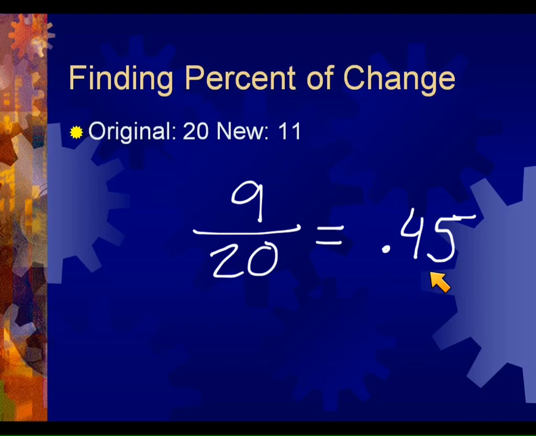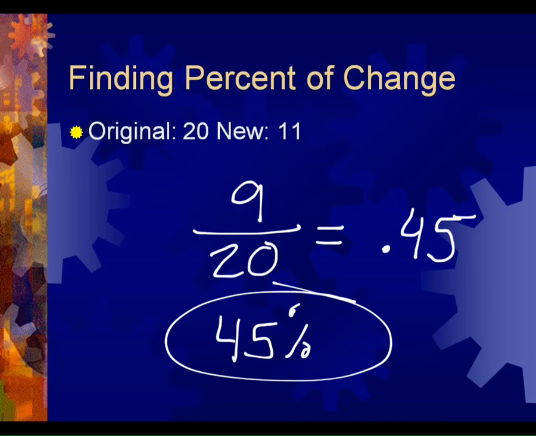So then you have to multiply that by 100, which means move the decimal 2 places. So you get the decrease is 45%. Okay? Which makes sense because this was almost 50% of the original number, right? 50% of the original number would have been 10. So a little bit more than that means my percent of decrease is a little bit less than 50%, which is 45. Okay.